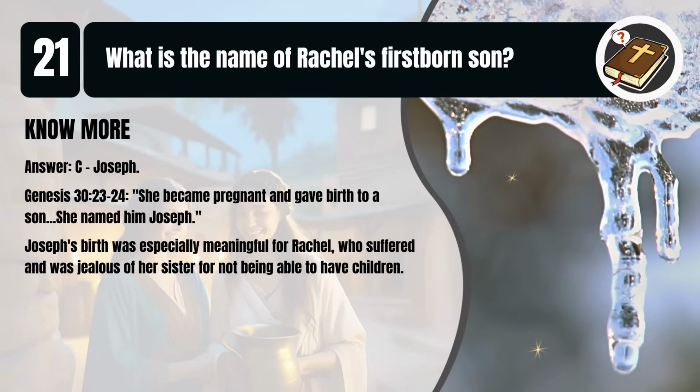That's C, Joseph. Genesis chapter 30, verses 23 to 24. She became pregnant and gave birth to a son. She named him Joseph. Joseph's birth was especially meaningful for Rachel, who suffered and was jealous of her sister for not being able to have children.